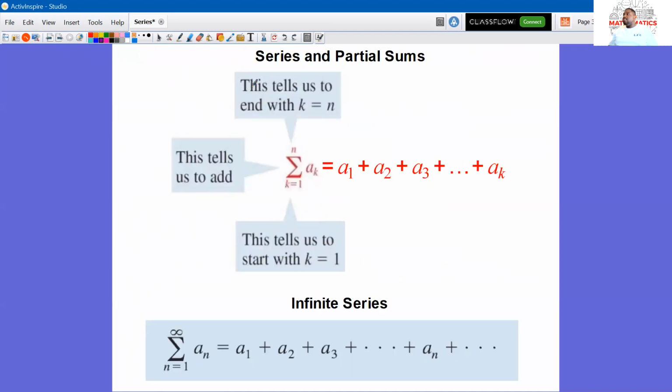Now we get to series, the main idea of this topic. So series and partial sums. The bottom part of the series tells us what to start with. In this case, we start with k equals 1. This tells us to add, and this tells us where to end. And this tells us what to add. We're adding up all the terms of a sequence. And when you keep doing that an infinite number of times, then we have something called an infinite series, where your top bound is infinity.